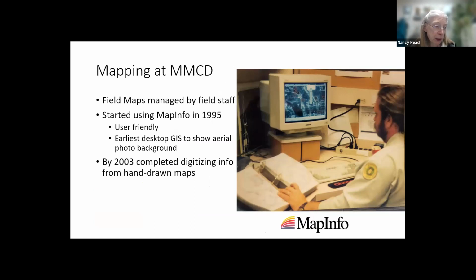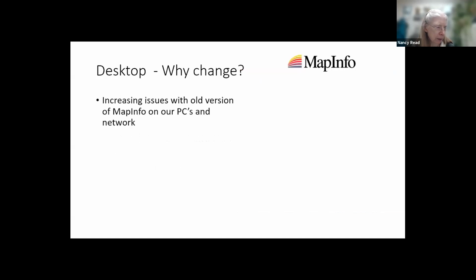It was a user-friendly desktop mapping system, and it was actually the earliest desktop GIS to show an aerial photo background before the old ArcView was able to do that. MapInfo was. So that's how we got started with it. By 2003, we had completed digitizing all of our old hand-drawn maps, and we're using desktop mapping entirely. And that served us well for over 25 years.